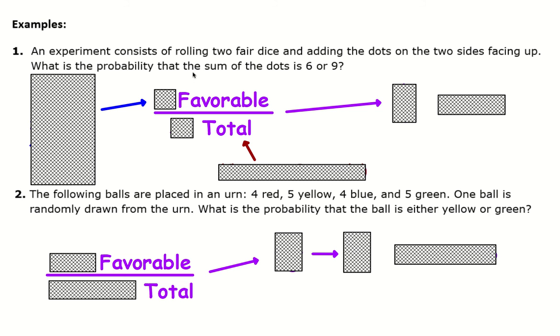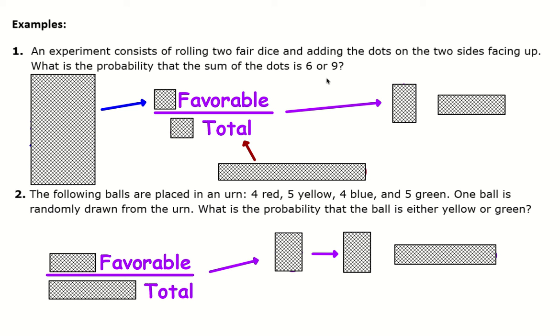An experiment. Please feel free to pause the video if you have to and try to figure these out on your own without my help. An experiment consists of rolling 2 fair dice and adding the dots on the 2 sides facing up. Oh, that's how it works, the 2 sides facing up. I didn't know that. But anyway, we roll 2 fair dice and add the dots. What is the probability that the sum of the dots is 6 or 9?